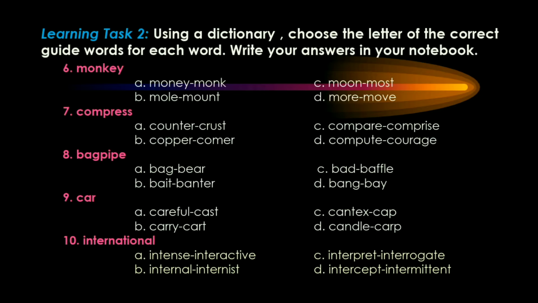For number 6, monkey, the guide words are mole, mount. For number 7, we have compress. The answer is letter C, compare, comprise. Number 8, we have bagpipe, and it's between the words bug, bear. Number 9, car. Car is in between the words candle, cart. And number 10, the last item for this learning task, we have international. International is between internal and internis. I hope you got 10 over 10 here.